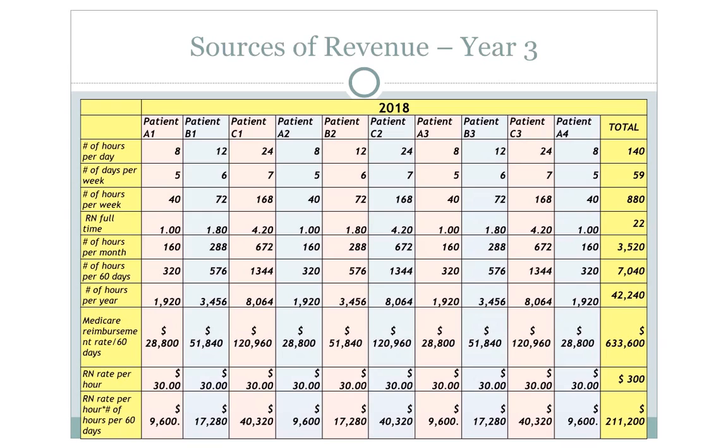Year 3. Based on 10 patients for $211,200 per 60 days. So that's on 880 hours per week of care.